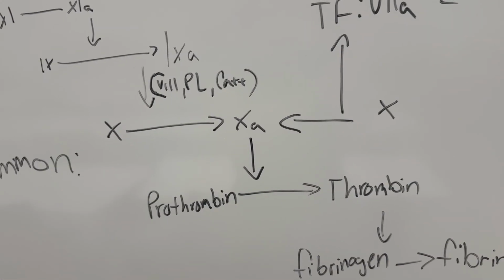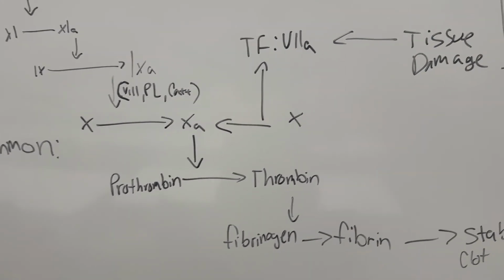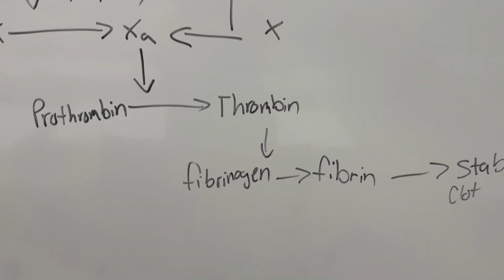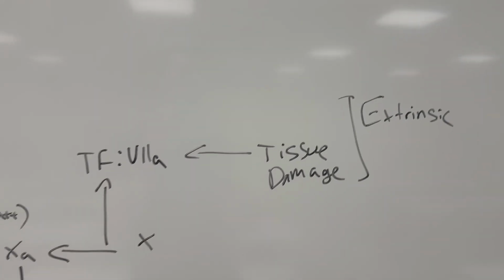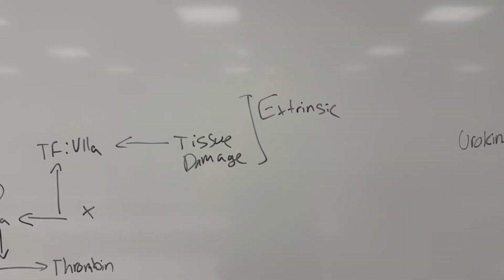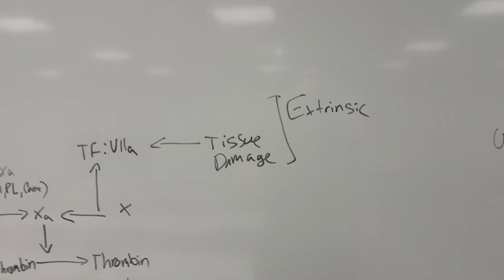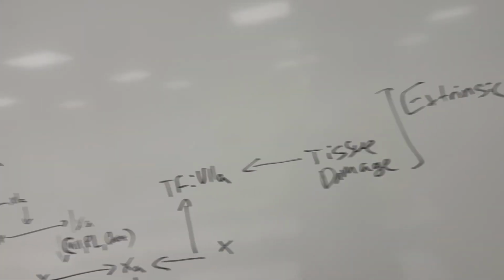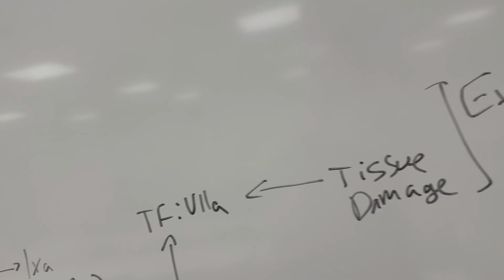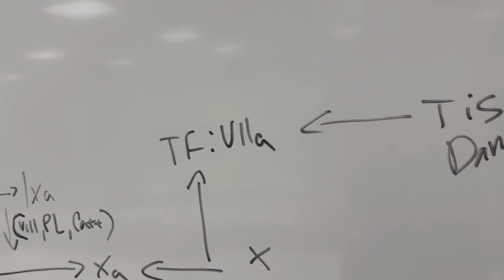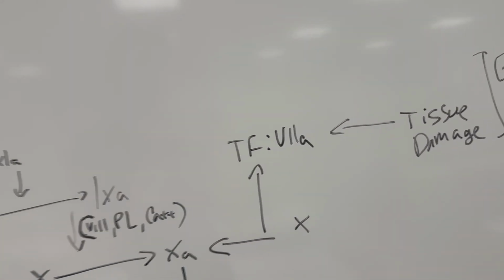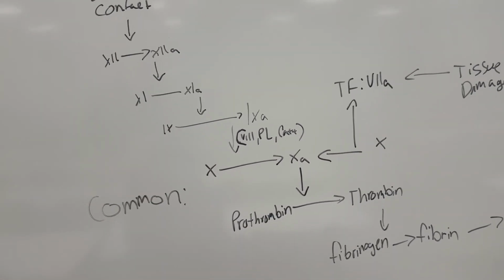So 10A, this is the point of what we're trying to do here. We're trying to turn prothrombin into thrombin, which is going to turn fibrinogen into fibrin, which is going to cause our stable fibrin clot. And then in the extrinsic pathway, we have tissue damage, and those tissues have tissue factor, or factor 3, on them. And when that tissue is damaged, we get destroyed phospholipids, and we get this factor 3, which is going to combine with factor 7 to make factor 7A, which is going to turn factor 10 into factor 10A, and then we're going to go down the common pathway there.